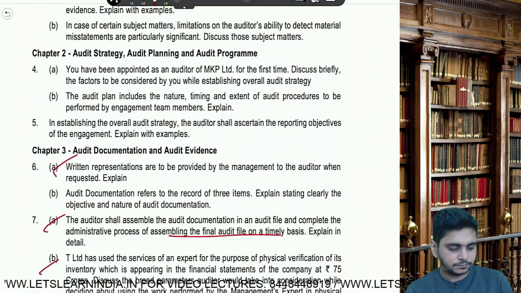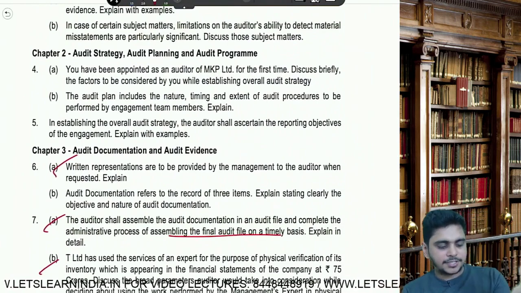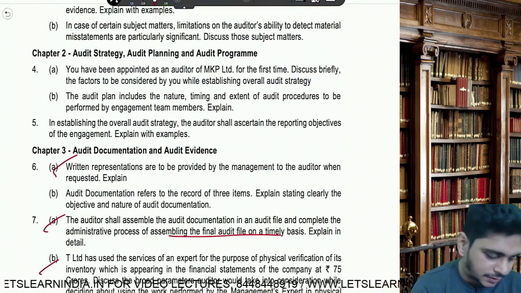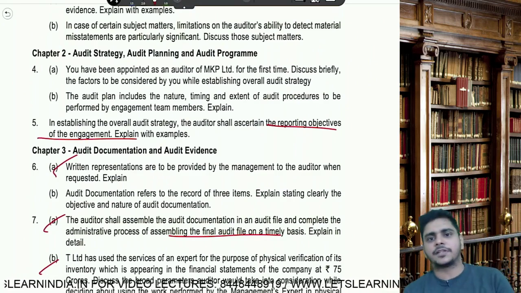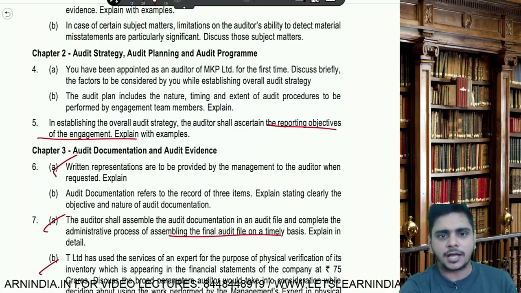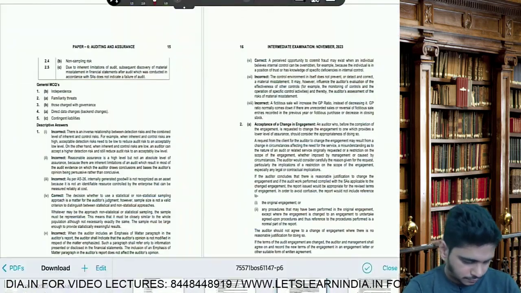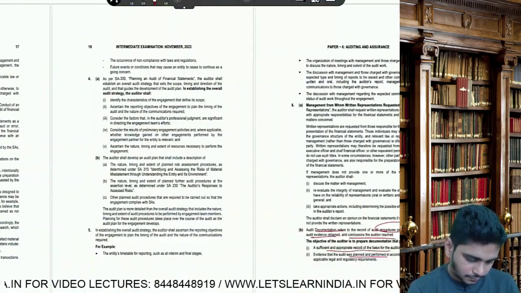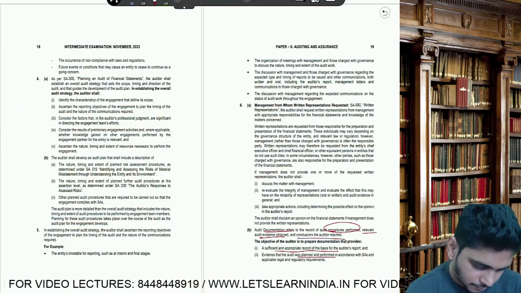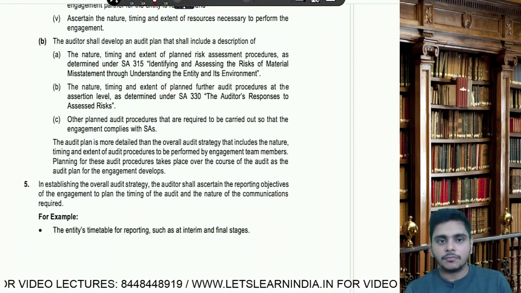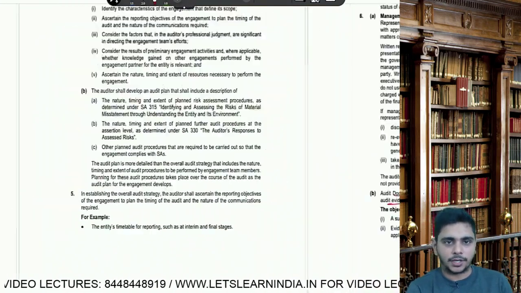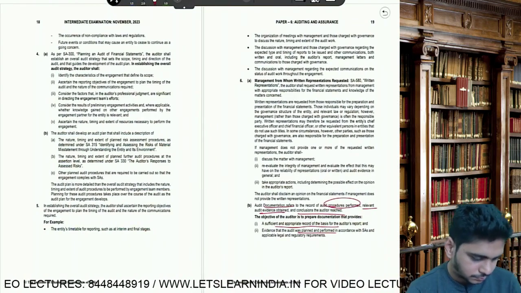Five. In establishing the overall audit strategy, the auditor should ascertain the reporting objectives of the engagement. Explain with example. Reporting objectives, explain with example. Model question. Question 5 is a model question. No new variety.